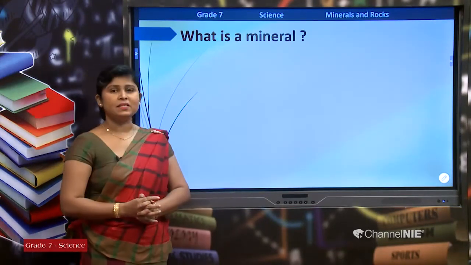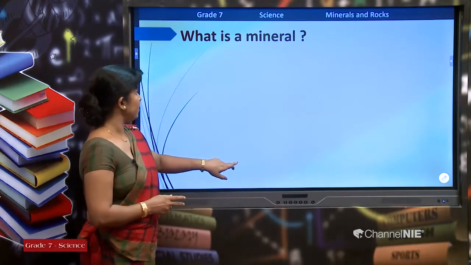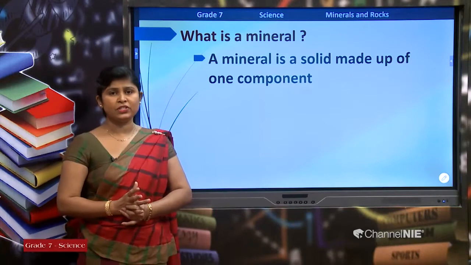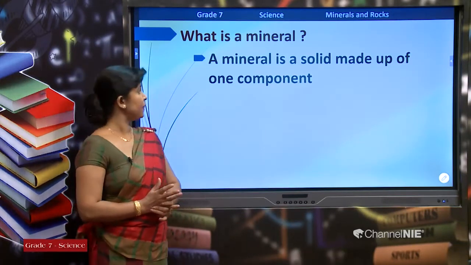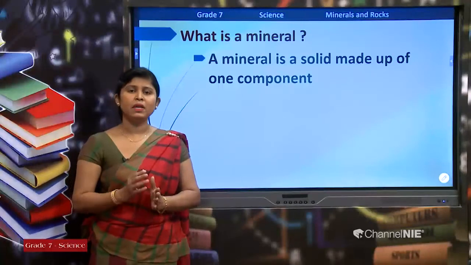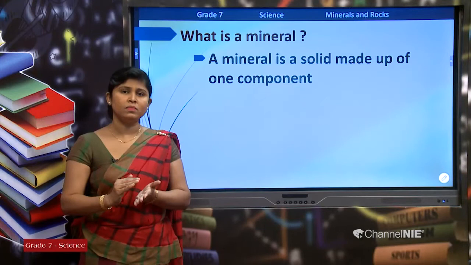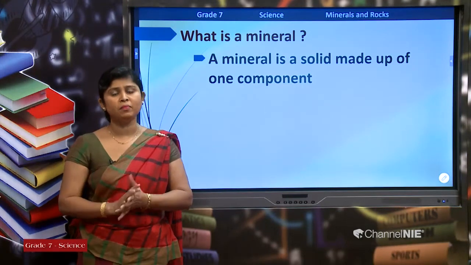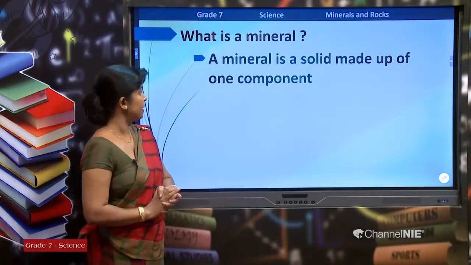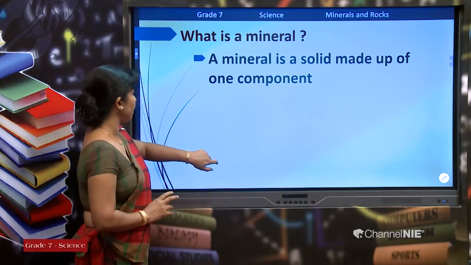What is known as a mineral? We will see what is known as a mineral. Minerals have some special features. Let us take one by one. A mineral is a solid made up of one component. Actually, a mineral is not a mixture. It is a solid made up of one component, right? If you observe a mineral, you can observe a regular arrangement of particles.